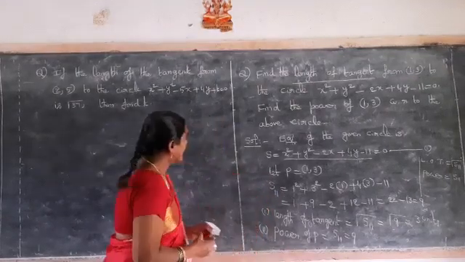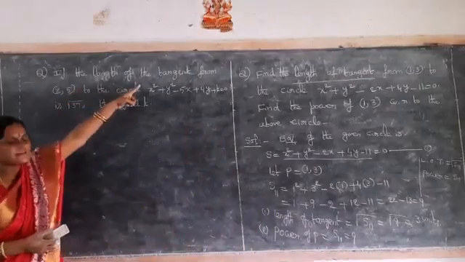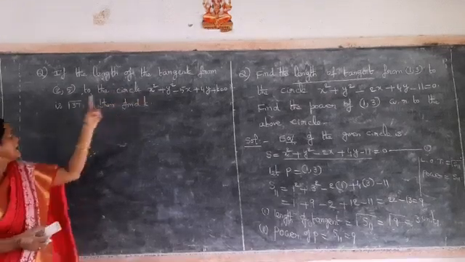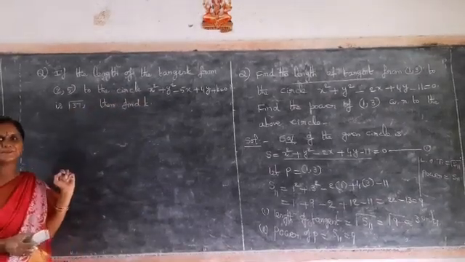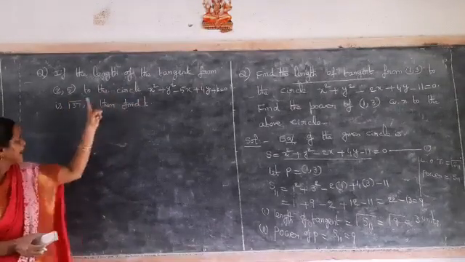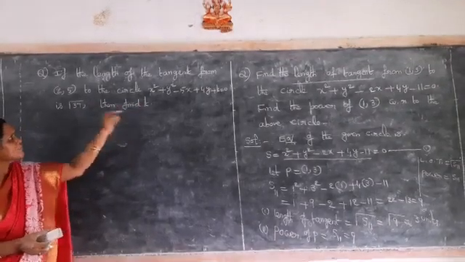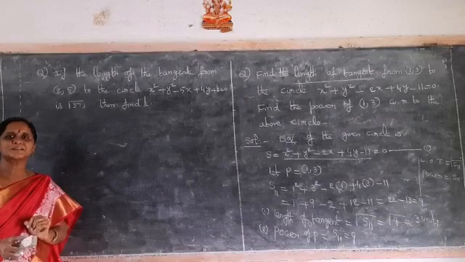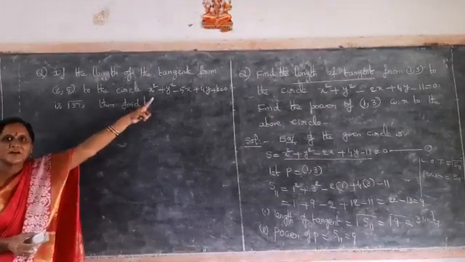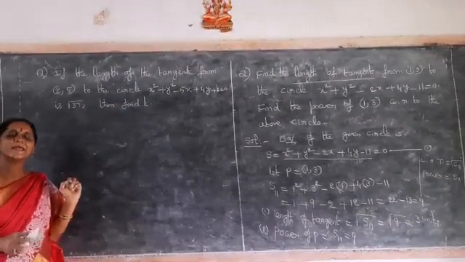Okay, next we consider another question. If the length of the tangent from the point 2, 5 to this circle is root 37, then find k.